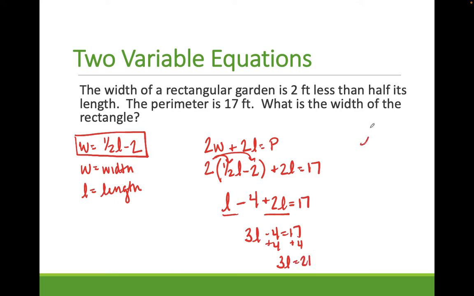So the length of our rectangle is 7, and the width, since that's what the question is asking for, is 2 feet less than half of the length. So half of the length is 3.5, and then minus 2 is 1.5 feet. So we have the width is 1.5 feet, and the length is 7 feet.